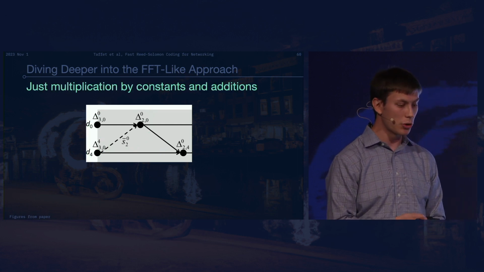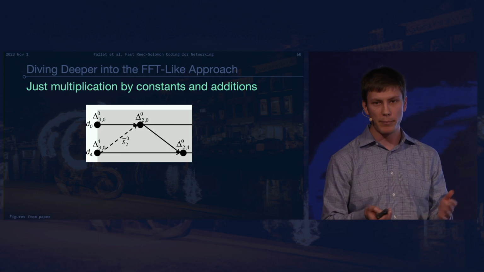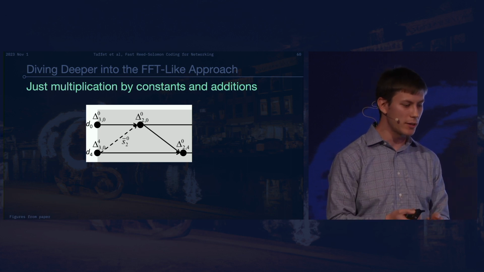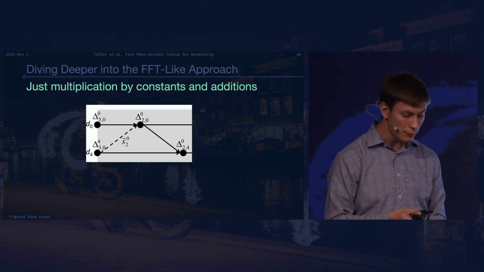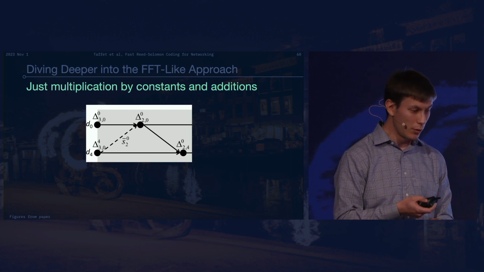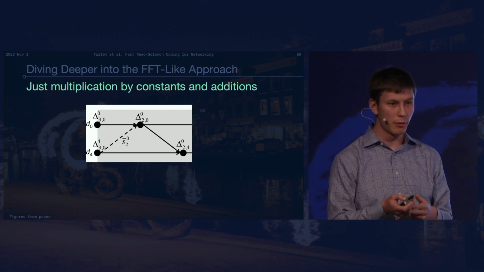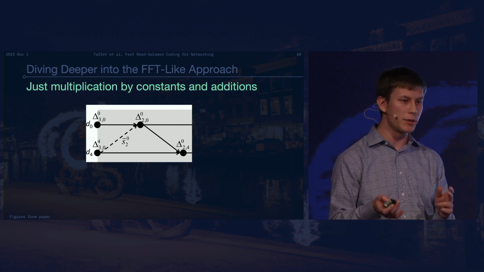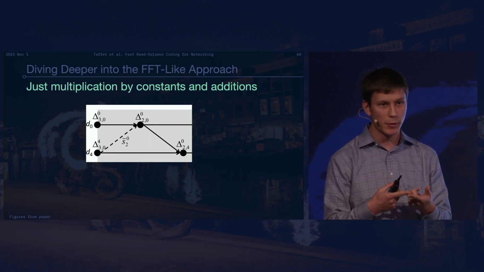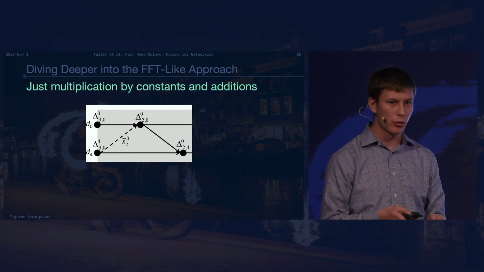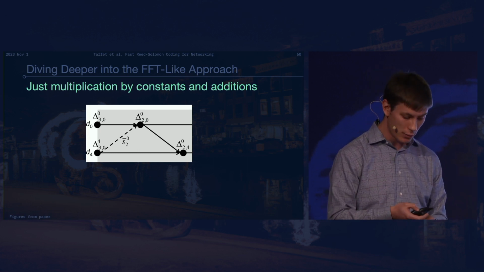And you do this recursively, which means that the entire computation of Reed-Solomon encoding can be done by just multiplication by constants and additions. Which is great, because this complicated operation boils down to a bunch of really simple operations, and all the details are in which constants you multiply by, which things you multiply those constants by, and the exact order in which you add them.